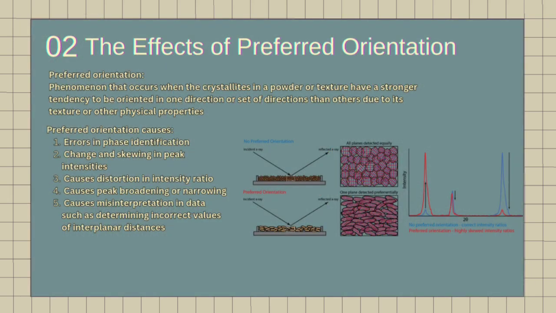In this section, we will discuss the effects of preferred orientation. Preferred orientation is the phenomenon that occurs when the crystallites in a powder or texture have a tendency to be oriented in one direction or set of directions. The effects of preferred orientation in samples are errors in phase identification, changes in skewing and peak intensities, distortion in intensity ratio, peak broadening or narrowing, and misinterpretation in data.